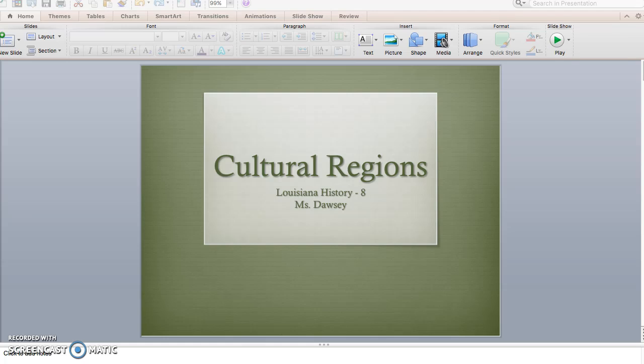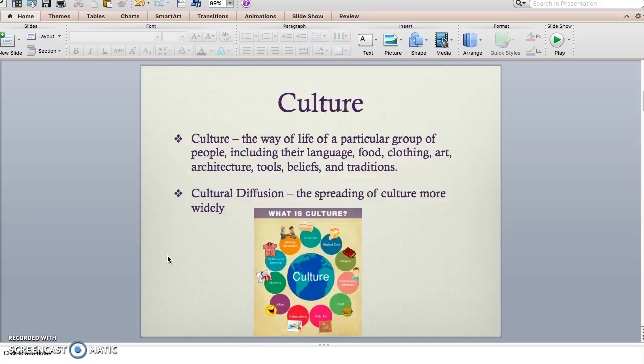So what's a culture? When I say cultural geography is the study of world cultures, what is a culture? All right, a culture is the way of life of a particular group of people. It can include their language, food, clothing, art, architecture, tools, beliefs, traditions. You have studied so many cultures before in your life.